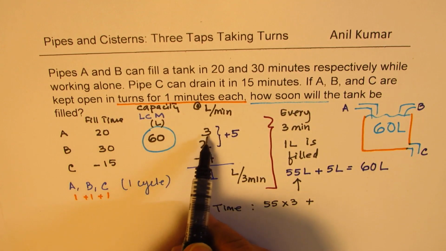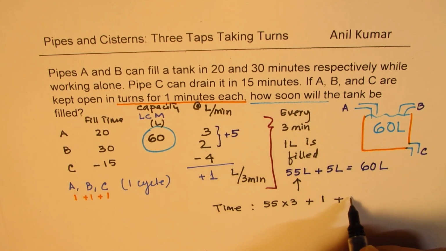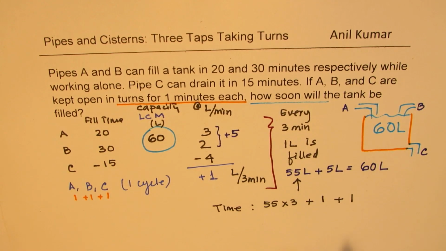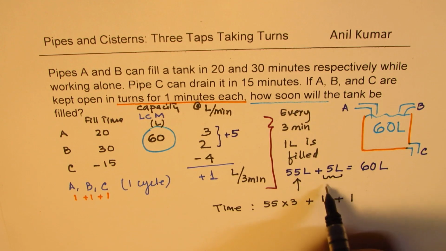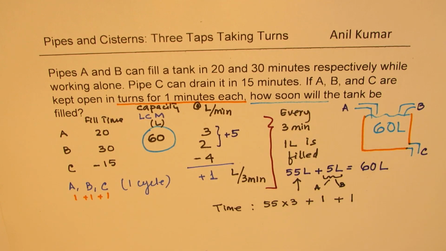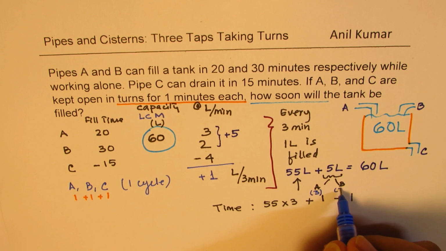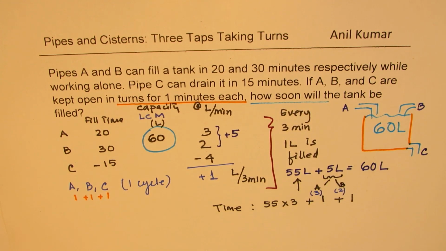Then A will work for 1 minute, right? And then B will work for 1 minute, adding 5. Do you see that? So that is how we get 5. This is A and B. A and B will add 3 and 2. So that will give us 5 liters. And this is the total time taken. Does it make sense to you? So that is how we can actually look into this question and solve easily.